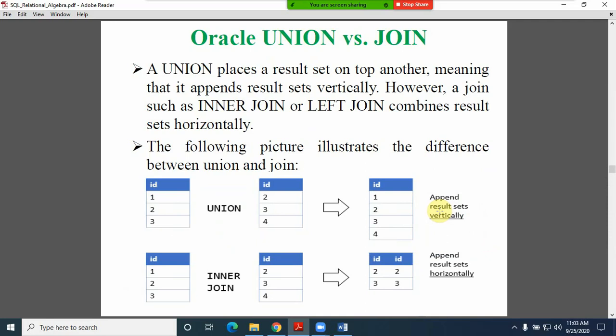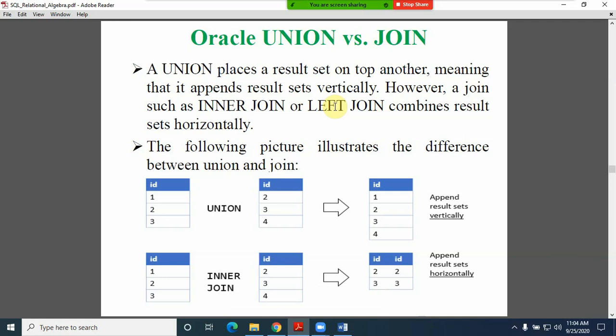Union places one result set on top of another. It appends the results. Whatever details I have, it outputs 1 2 3 and the last record, whatever, it just adds that. But the join is not like that. Join tests the condition, and based on the condition it observes inner join or left join or whatever, and it combines horizontally. Vertically means without checking anything, all the records will be placed in the union output.